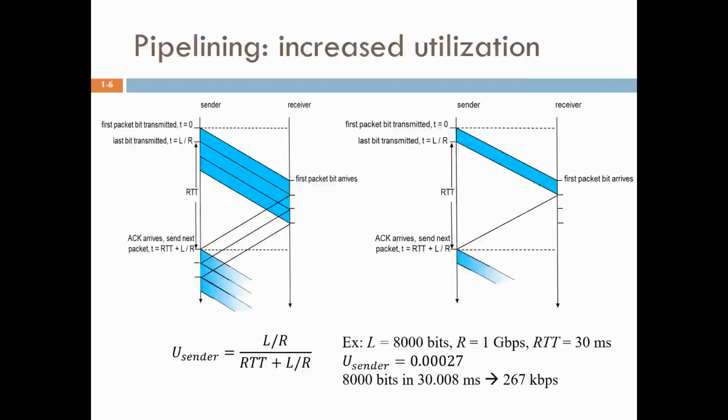How does this reduce the delay? Consider these examples. Consider the figure on the right. This one has no pipelining. So the first packet is transmitted at t equals 0, and we know that it takes L over R to transmit the packet. This is the transmission delay. L is the length of the packet, and R is the transmission rate. Once the packet is fully transmitted, it will travel, and it will take one round trip time for the response to come back, as you see here. So the total delay is round trip time plus L over R, as we know.